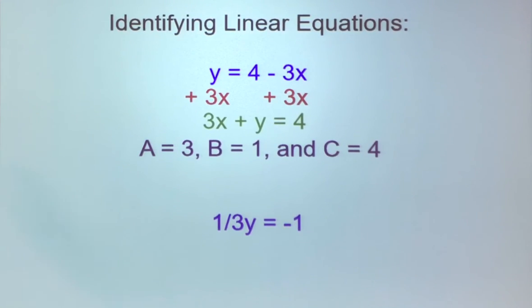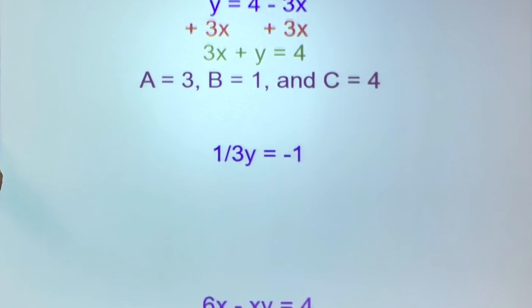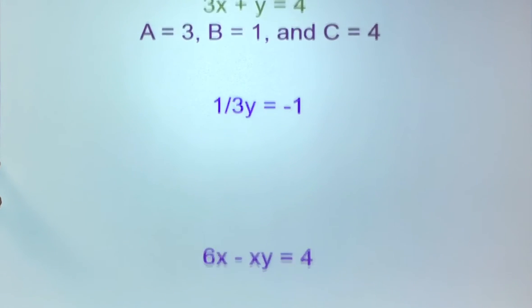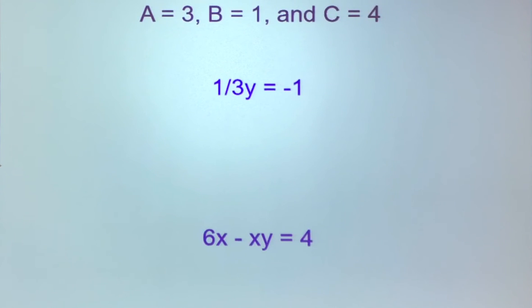Well, let's take a look at that next one. It says 1/3 y is equal to -1. Well, A must be 0 because there is no x. So is it standard form? No, because A, B, and C have to be integers. 1/3 is not an integer. So we need to multiply so that we can make 1/3 into an integer.